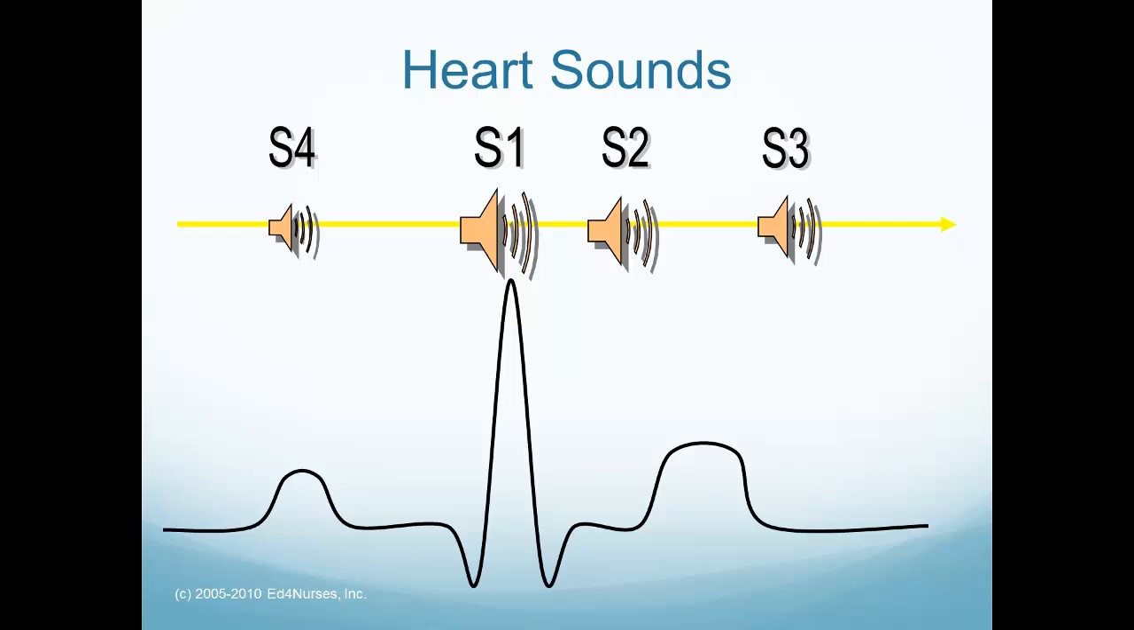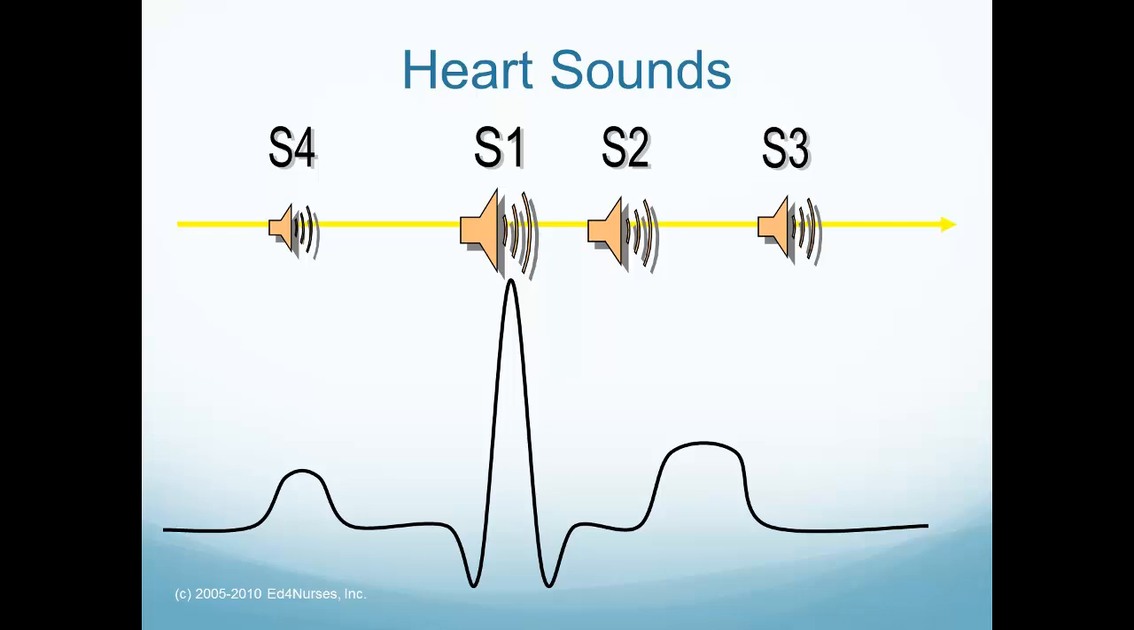So the atria contract, and then the AV valves close, and we get S1. The ventricles contract, and the aortic and pulmonic valves close, and we get S2. So those are the normal sounds that we're hearing. All right, well, listed here, we've got additional sounds.